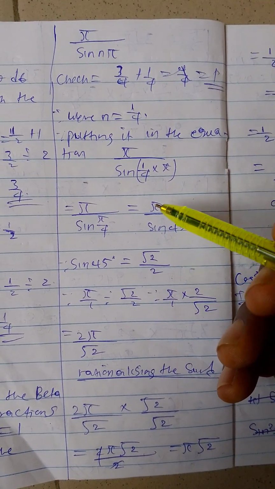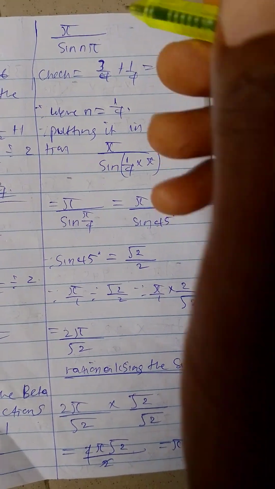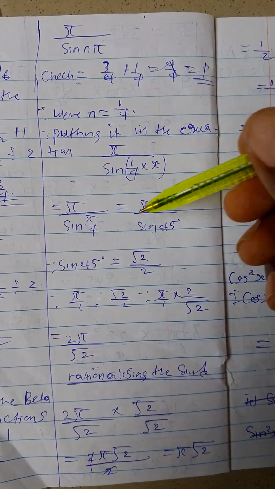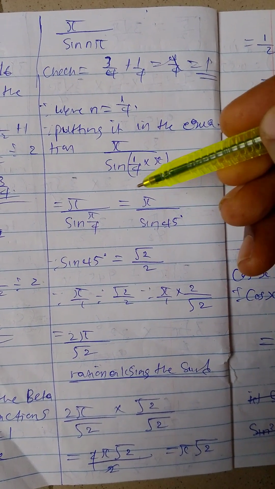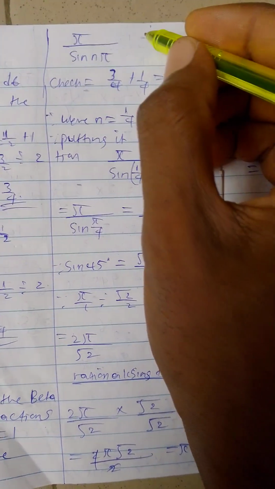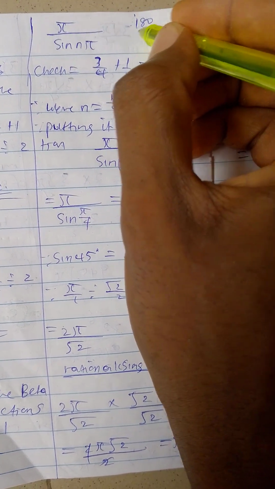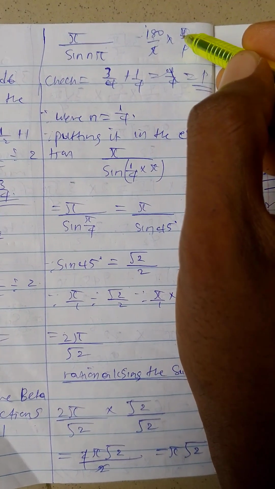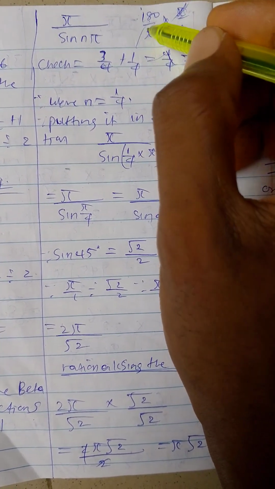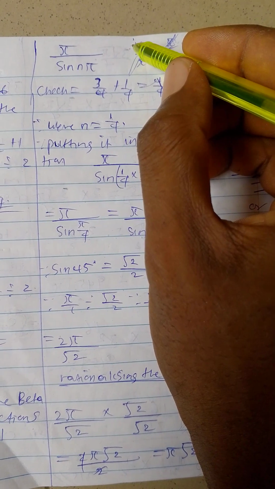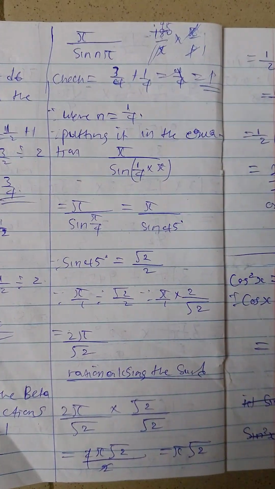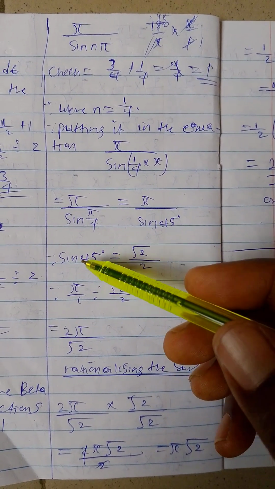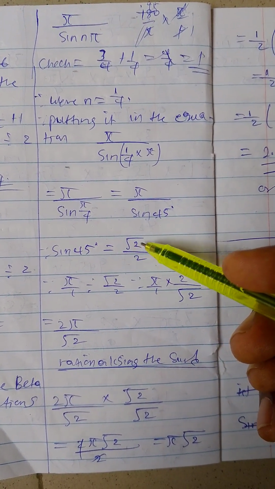How did I get 45 degrees? See it here, it's easier. I want to convert this pi over 4 to degrees. Normally that becomes 180 over pi times pi over 4. So 4 cancels out 4, pi cancels out pi, and 180 divided by 4 is 45 degrees. So that was how I got 45 degrees. Now sine 45 degrees is square root of 2 over 2.